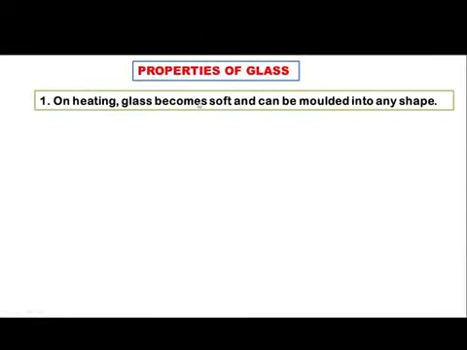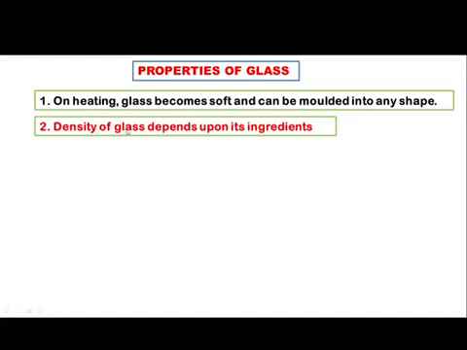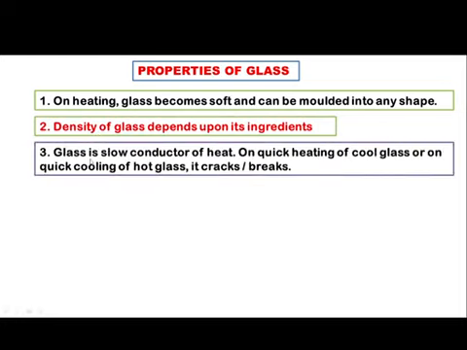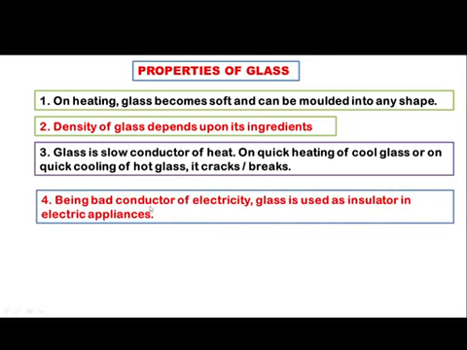Properties of glass. First, on heating, glass becomes soft and can be molded into any shape. Second, the density of glass depends upon its ingredients. Third, glass is a slow conductor of heat. On quick heating of cool glass, or on quick cooling of hot glass, it cracks or breaks. Being a bad conductor of electricity, glass is used as an insulator in electric appliances.